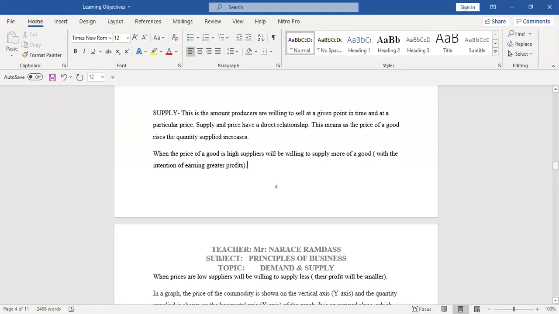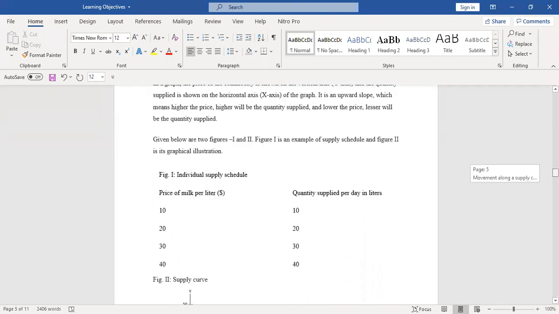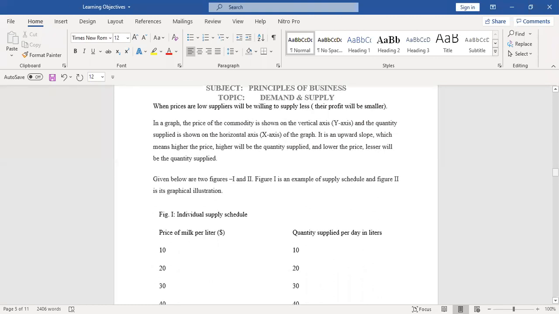All right. So we're going on again. When prices are low, suppliers will be willing to supply less because their profit will be smaller. I'm going to show you a graph. So we're going to look at a little table first, a little chart first, and then we're going to plot a graph from that table.